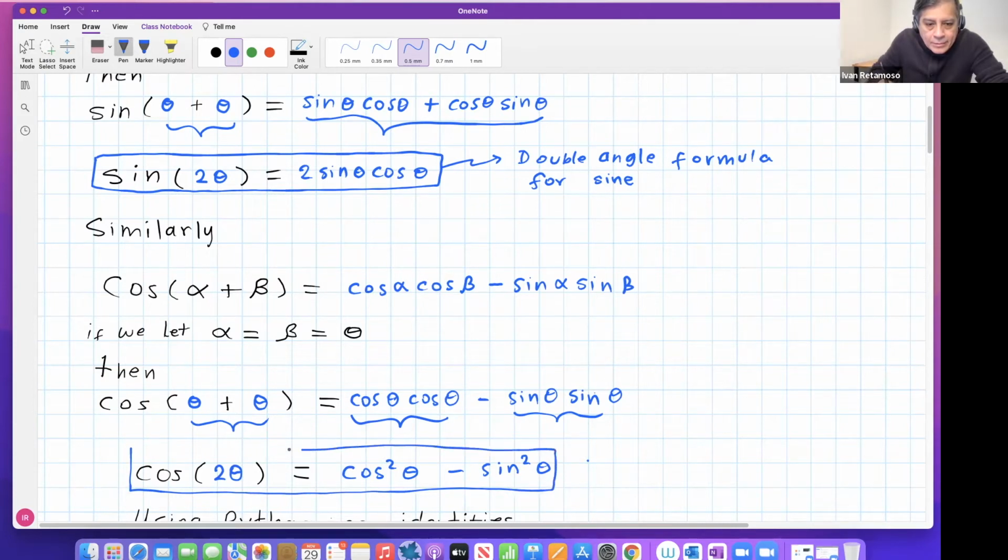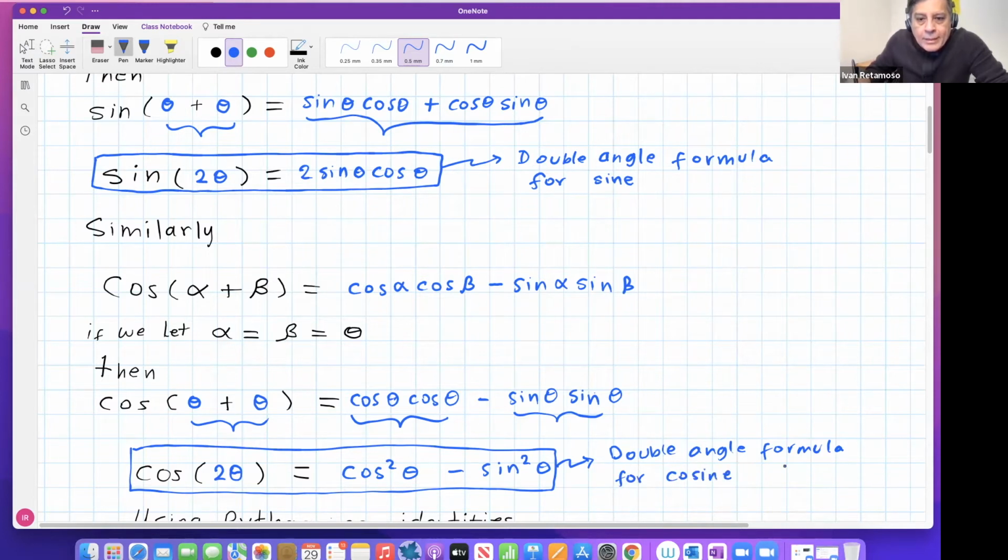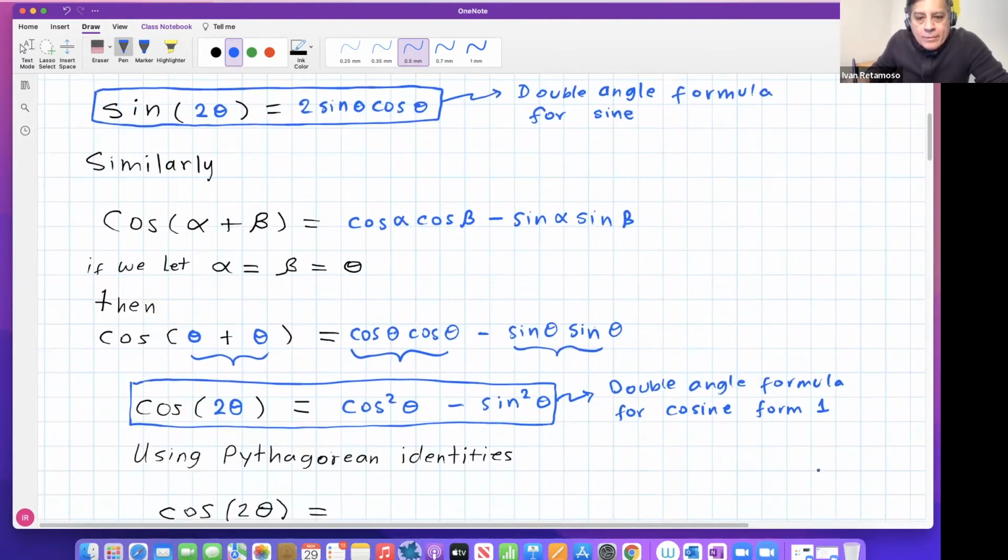Turns out 2 more forms can be derived. I will show you. But for now, this formula that I also strongly recommend you to memorize is called the double angle formula for cosine. Okay, very good. Form 1, let's call it form 1, because there are 2 more forms I will show you.